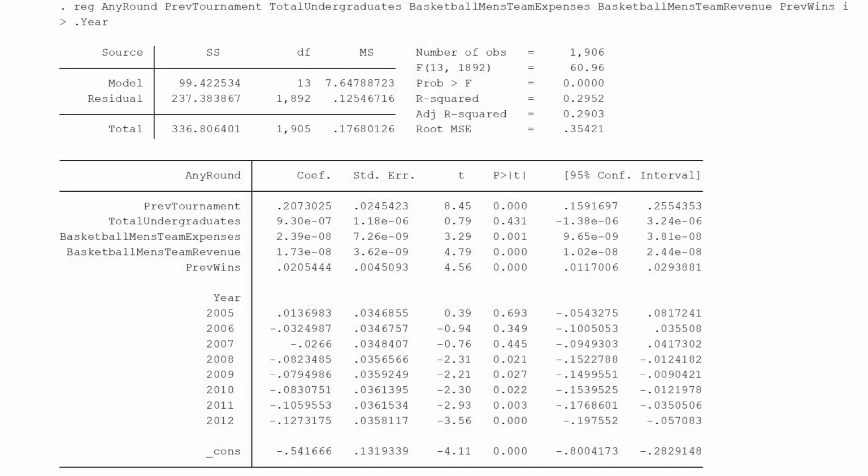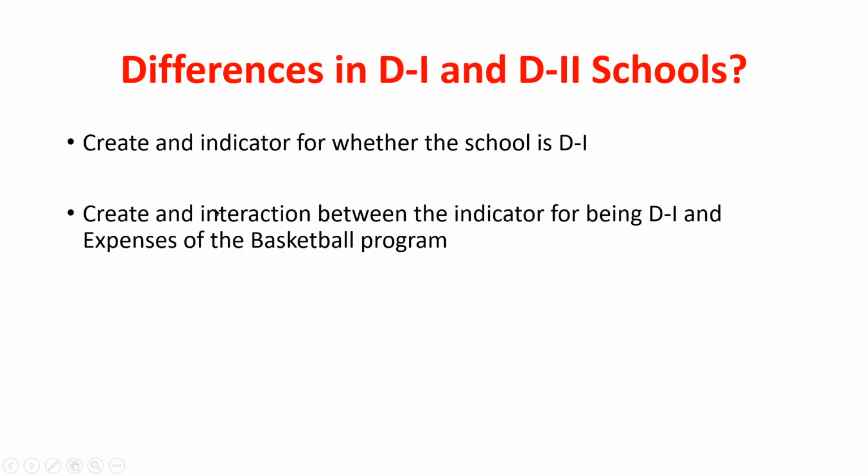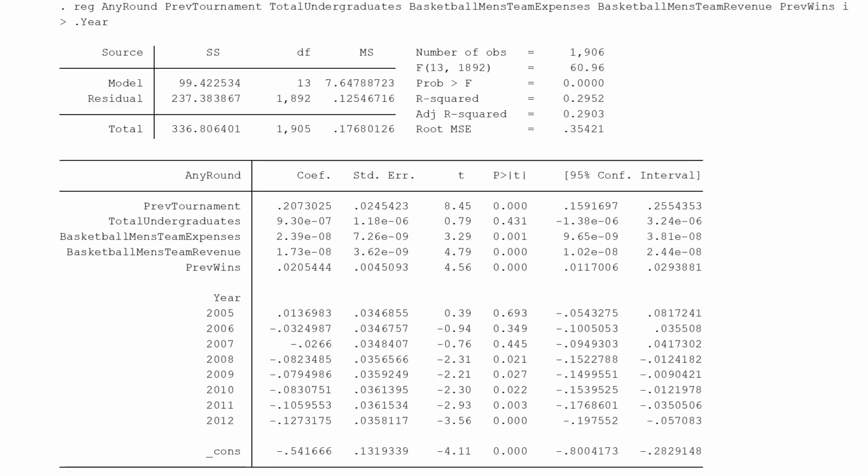Okay, so it reduces our estimate a little bit because we now are controlling for more factors, right? And so expenses are no longer picking up some of the effects that came from these other things that we were omitting. Okay. Now, if you think about the effect of spending more money, well, we've got a couple things going on.